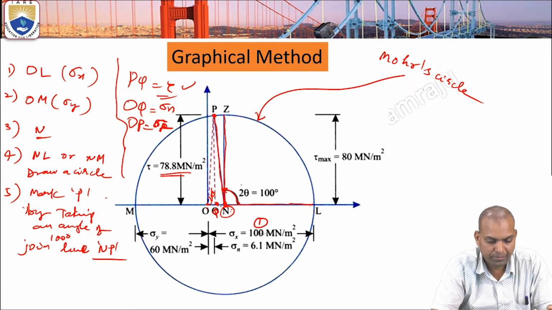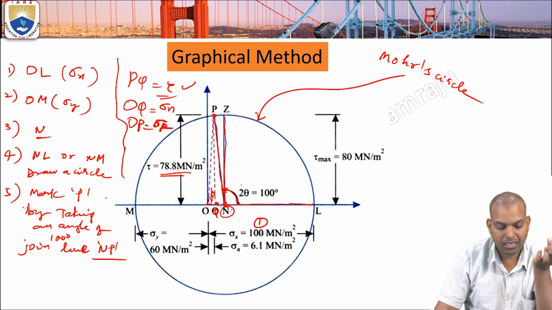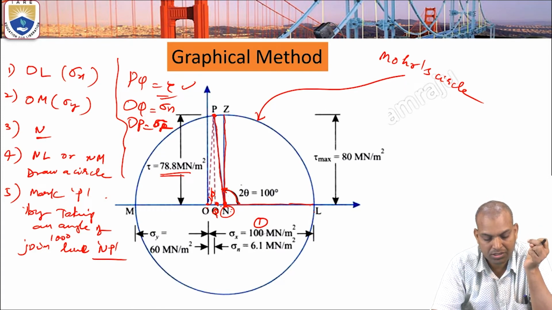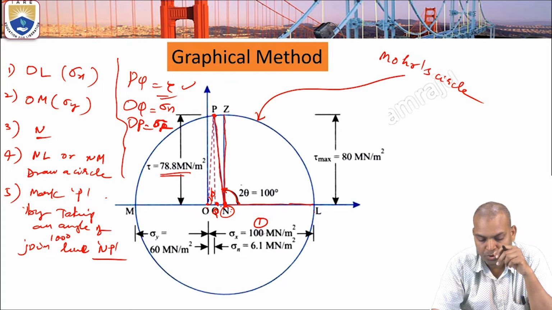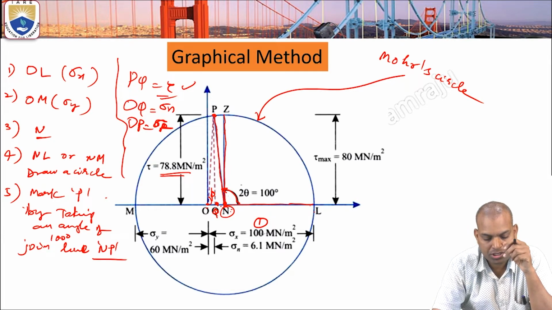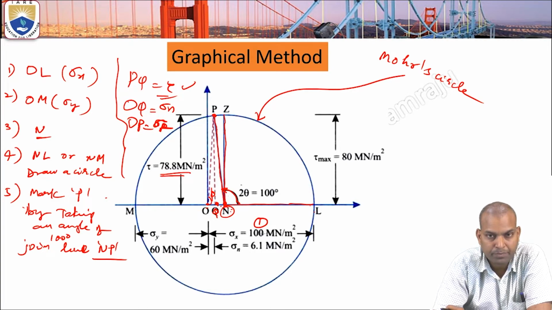So this is the graphical method. We found out the normal stress, the tangential stress, the resultant stress, the angle of obliquity, and the maximum shear stress for the given tensile stress in x direction of 100 megapascals, and in y direction 60 megapascals in compression.